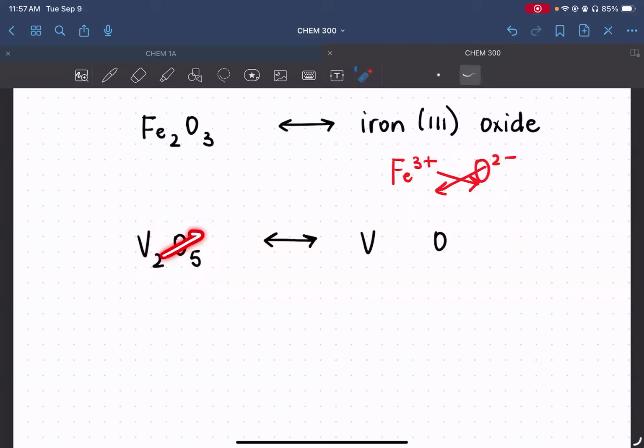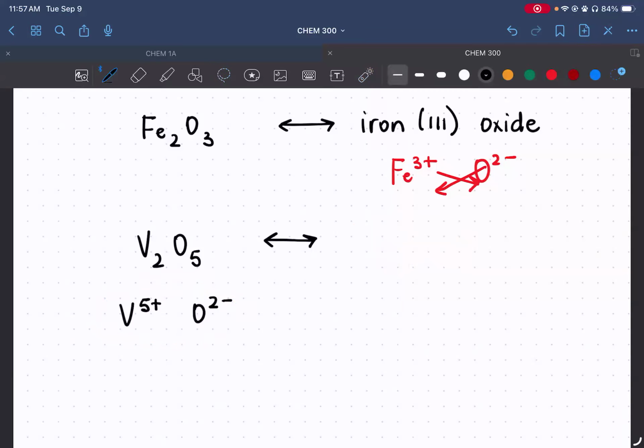To no one's surprise, when the 2 gets swung up, the oxygen is 2-. That's predictable. That makes sense. For the vanadium, however, its 5 gets swung up such that this is 5 plus. And you can, of course, recognize the same idea when they swing back down, how you get the V2O5. Overall, the name of this molecule is vanadium 5 oxide.